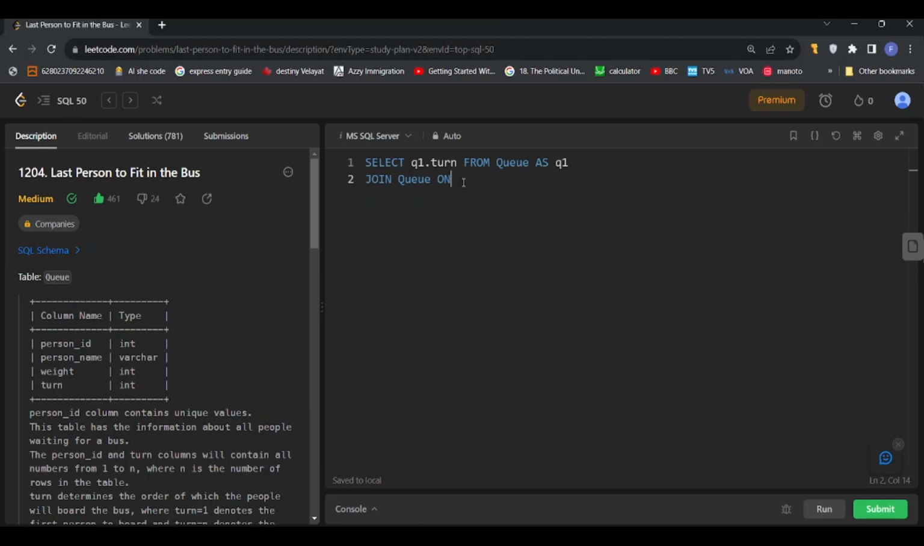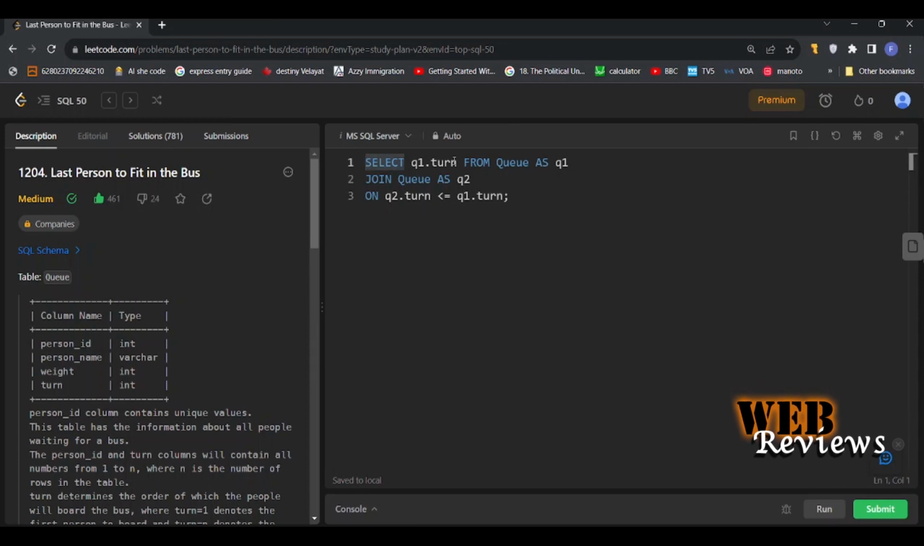So we are going to join Q and Q, and this one is Q2. But how are we going to join them? We're going to join them on all the people in Q2 with their turns. They should be smaller or equal to Q1 dot turn. So what are we doing here? We are making groups of people. Okay, I just explained how to do this grouping.